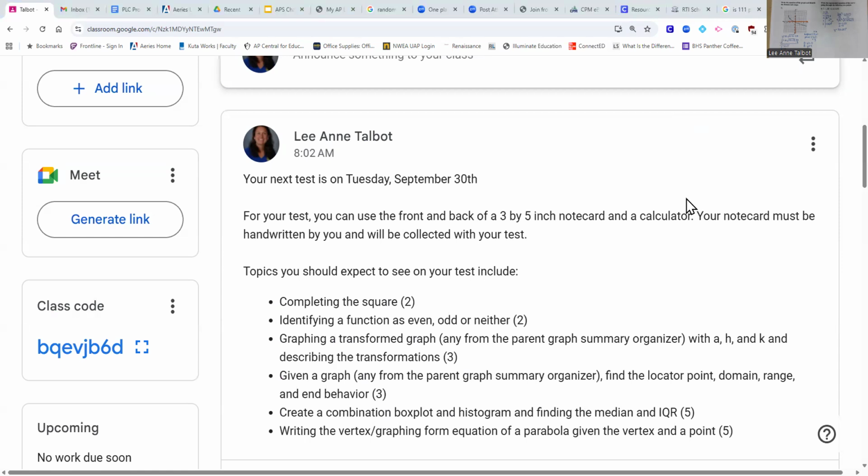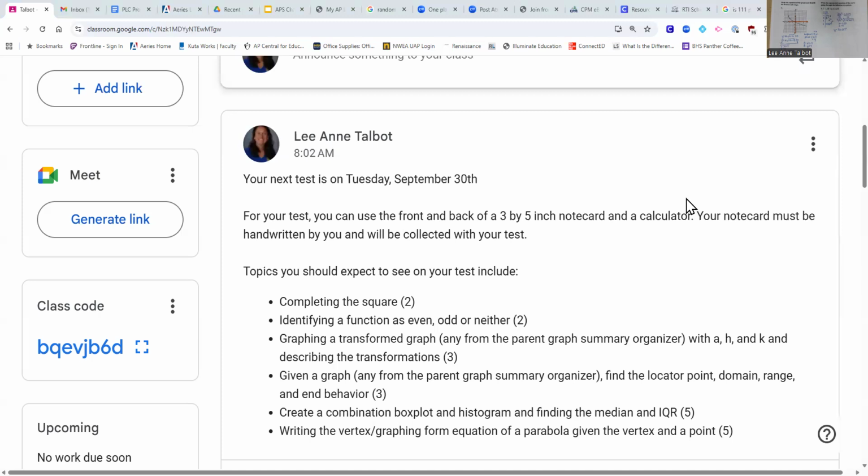You guys can figure out end behavior from the way the graph looks. You can figure out domain and range from the way the graph looks. I wouldn't spend my note card on that. So like a little sketch of what shape and then the equation that goes with it. So I'd be like, parabola looks like this, y equals a(x minus h) squared plus k. Yeah, okay. So the first two are multiple choice, completing the square, and even, odd, or neither. You know what those are?